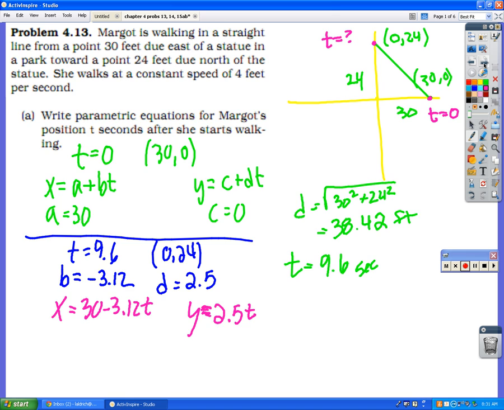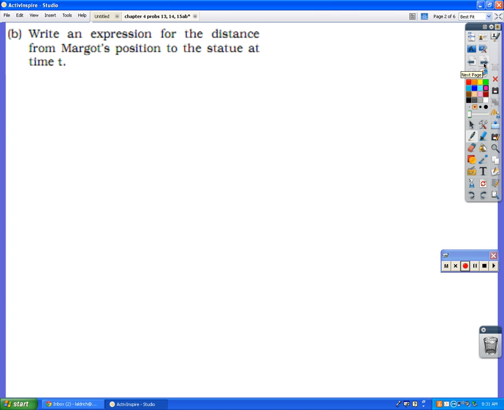Okay, all right, so next one: write an expression for the distance from Margo's position to the statue at time t. Anybody got that? You have no idea? Okay, well, we're basically finding the distance between 2 points still. The difference is that one of the 2 points is changing. So the statue is at, we decided, (0, 0). What is her location at any time?